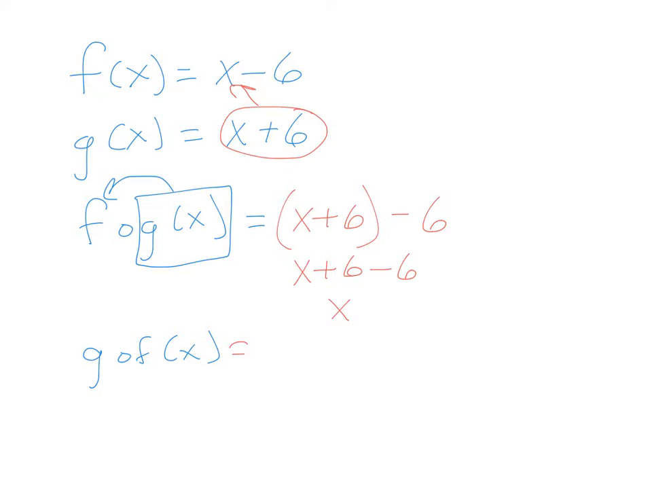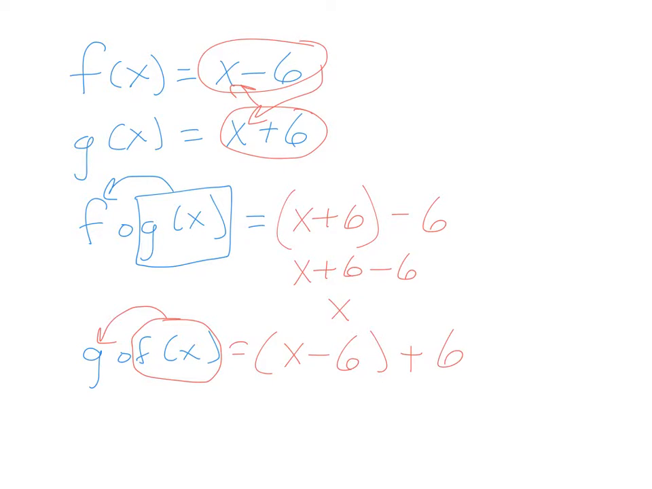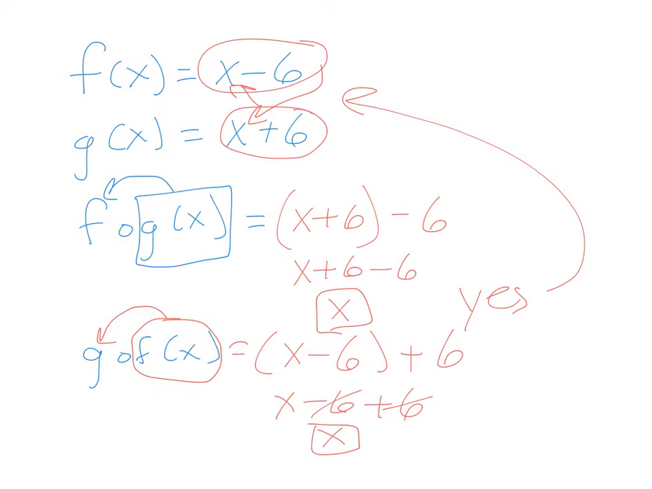Let's see what we get when we do g composed with f, which means that the f function is put into the g function, which means that x minus 6 is put into the x position of x plus 6, which would look like this. The parentheses again aren't doing anything, so I would have x minus 6 plus 6. When those cancel out, it's just x. If you get x in both results of f composed with g and g composed with f, they are inverses. So yes, these are inverses of each other.